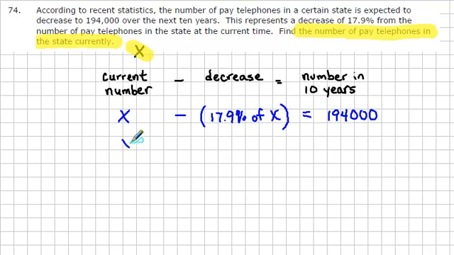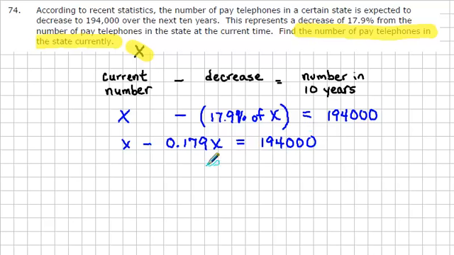So we get x minus 17.9% of x, which can be found by rewriting 17.9% as a decimal and then multiplying by x. 17.9% as a decimal is 0.179, and then multiplied by x is equal to 194,000.